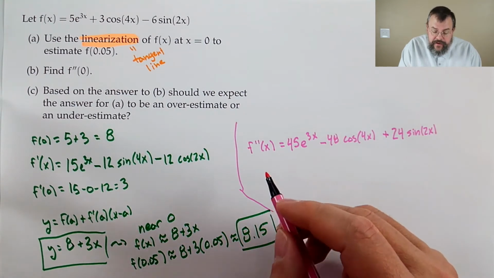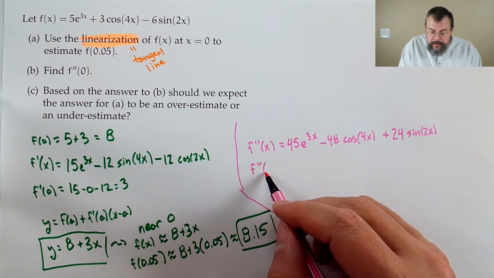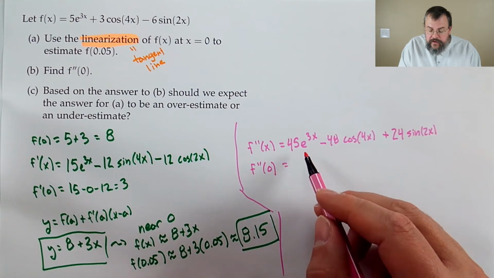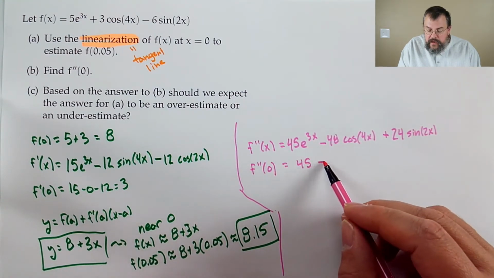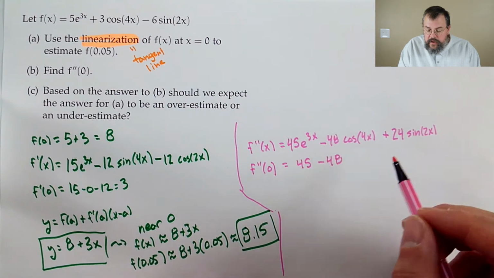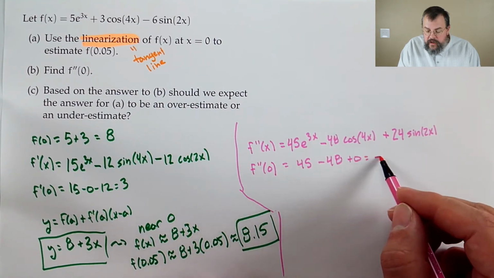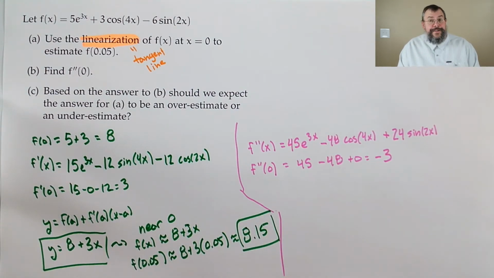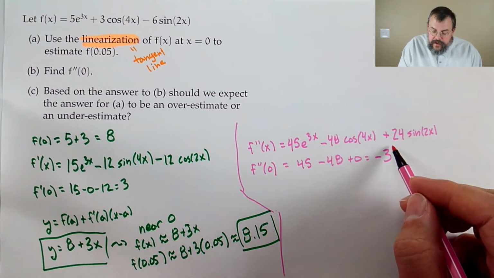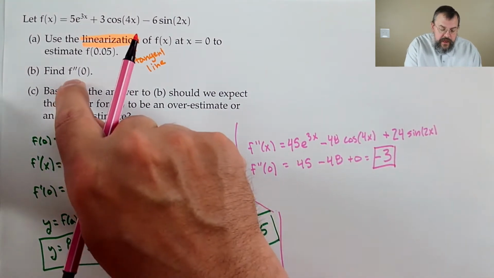Now plug in 0. f double prime of 0. Well, 45 e to 0, that's 45. Minus 48 plus 0 is negative 3. Oh, okay, that's not so bad. It's not bad at all. All right, so there we go. There's our answer for part B.